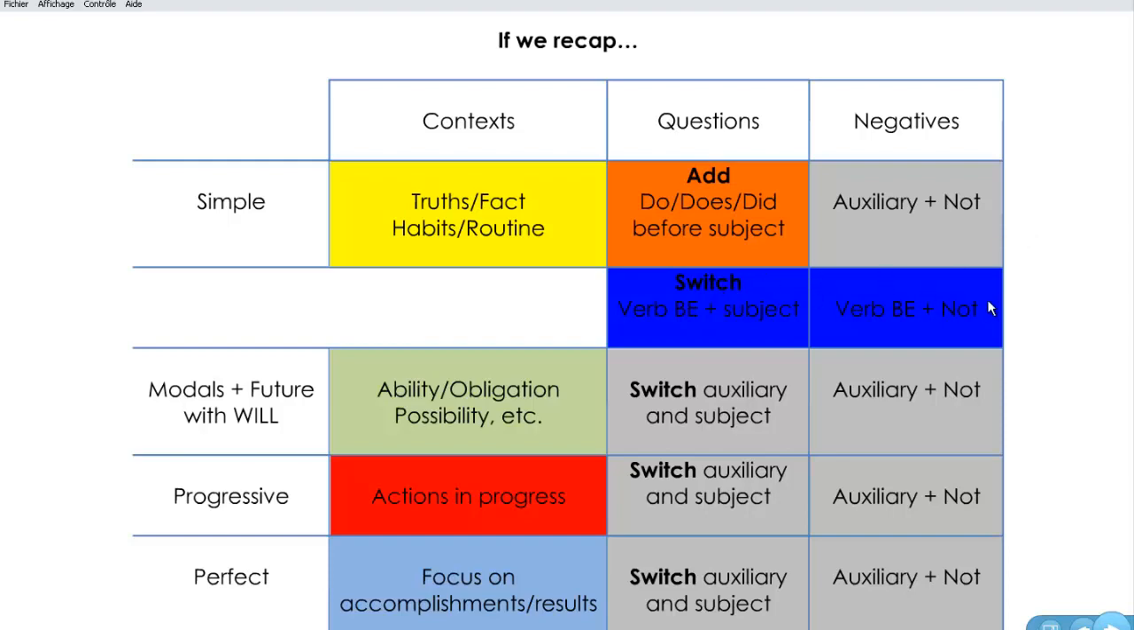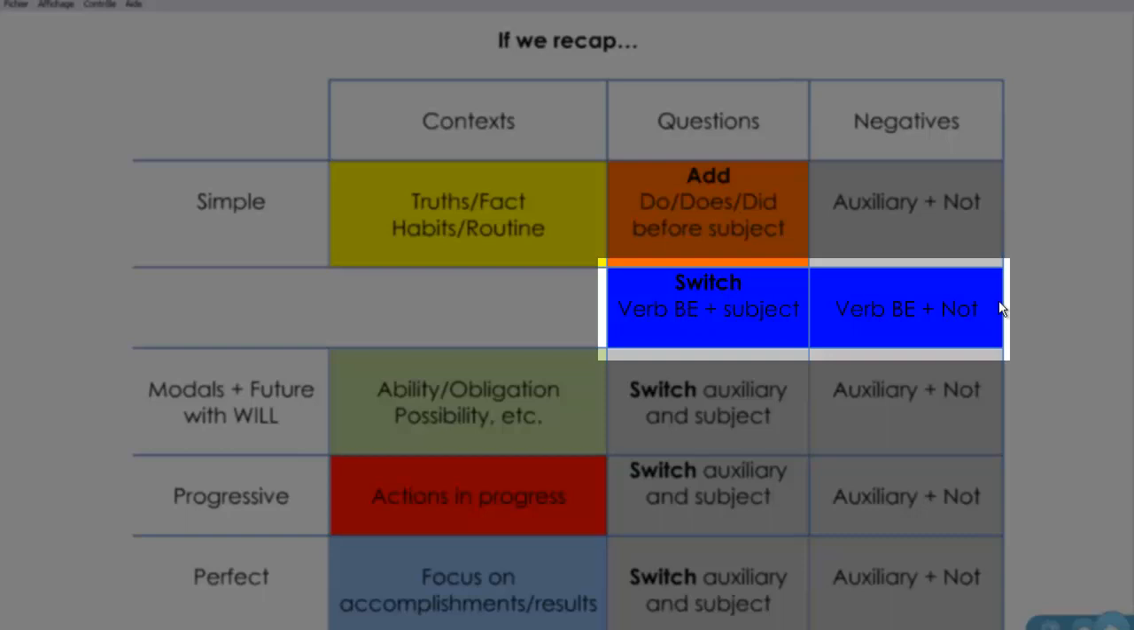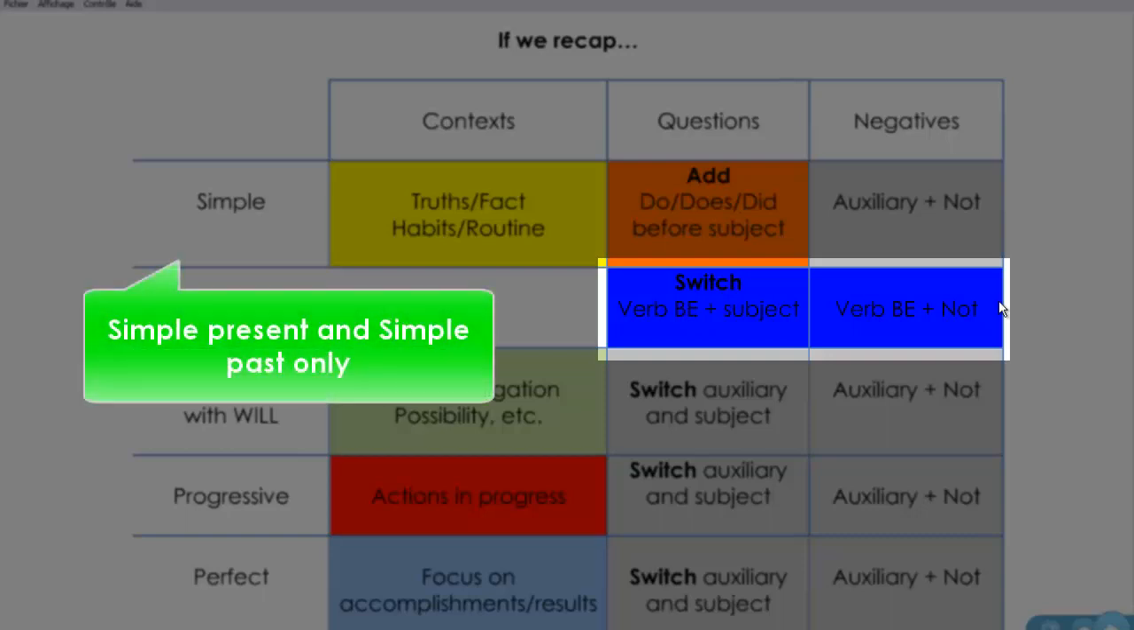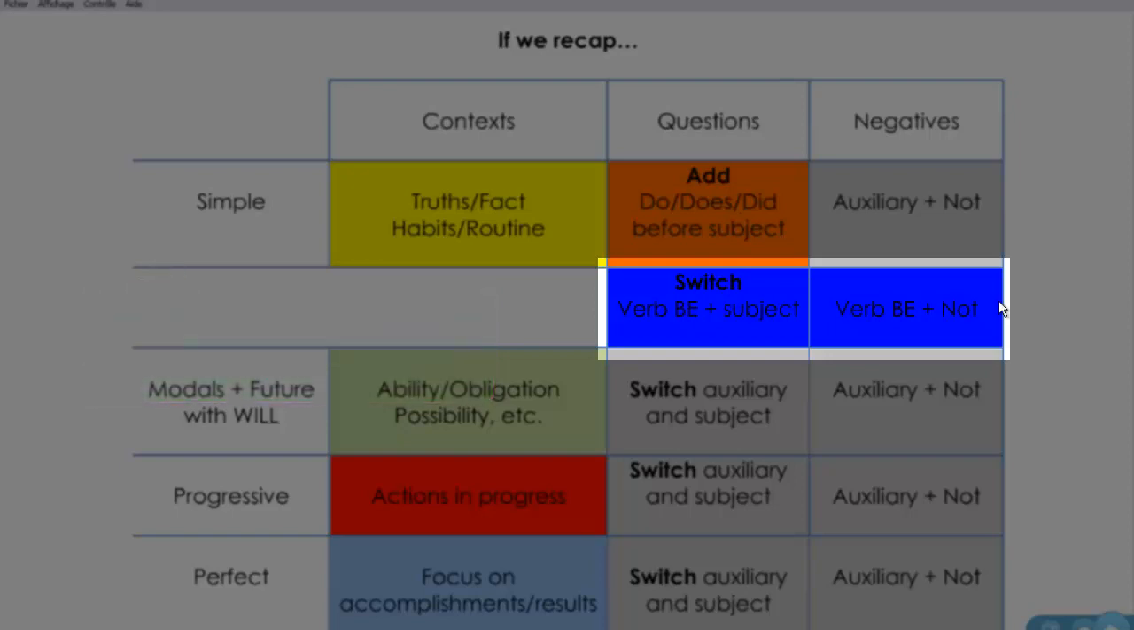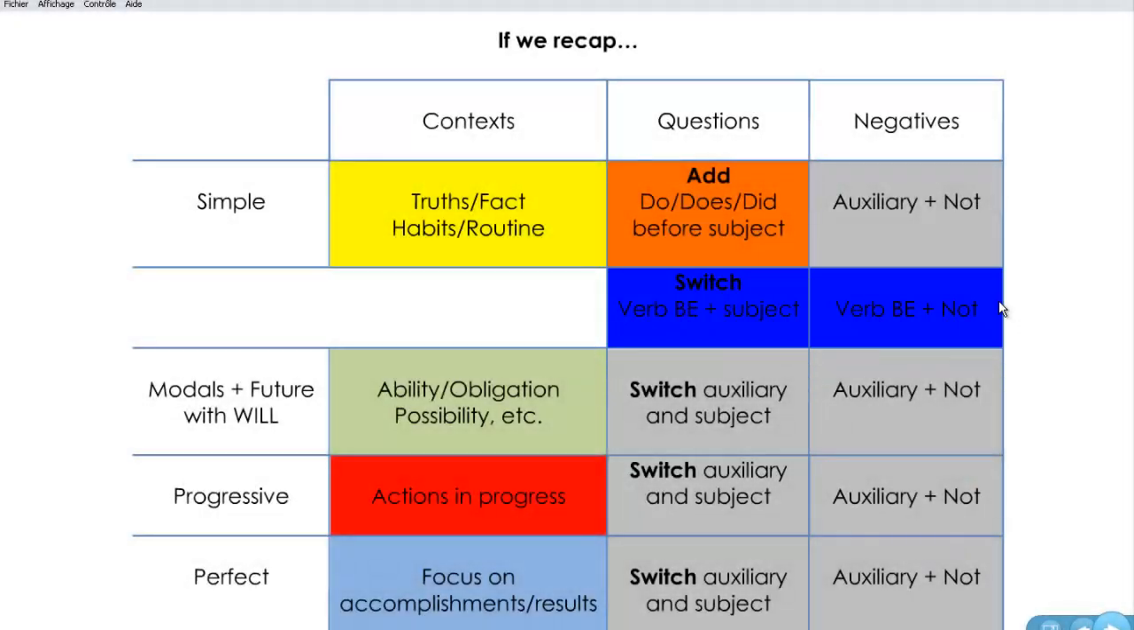In blue here, you have the verb to be that is different only in the simple present and simple past. In this case, there is no need to add an auxiliary. You go directly. So for a question, are you insane? And for a negative sentence, they are not tired.